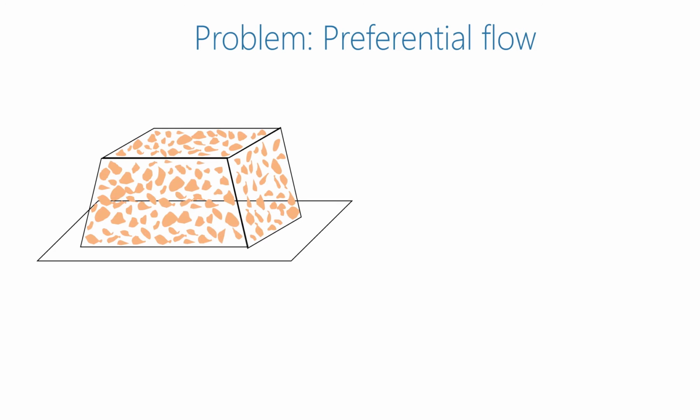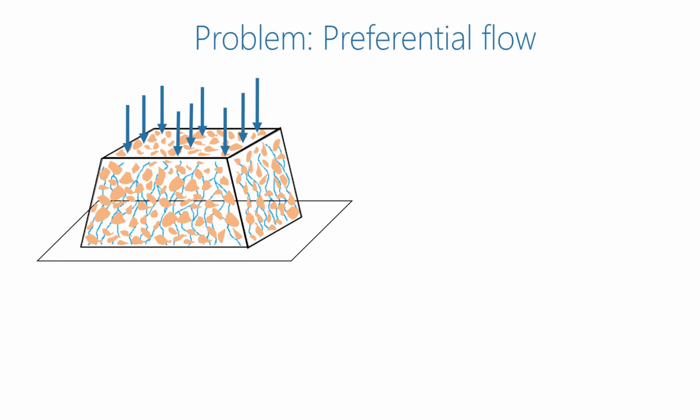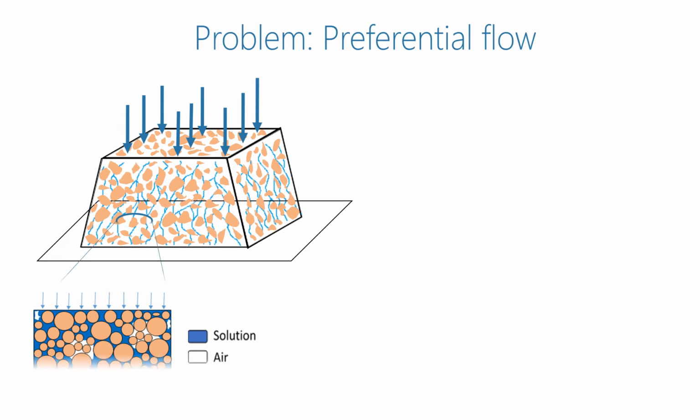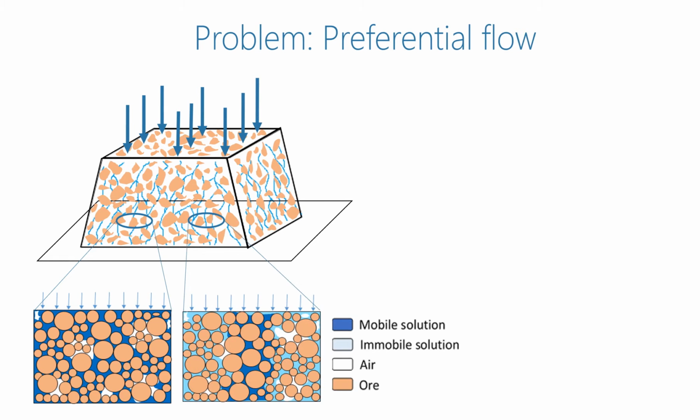One of the major problems that have been identified is preferential flow. To take you through what it means, upon irrigation of your heap, what one would like is to have a uniform distribution of solution, as this leads to optimized recoveries. However, in reality, what tends to happen is that sections of your heap receive high velocities of fluid flow, while other sections receive little to no fluid contact.